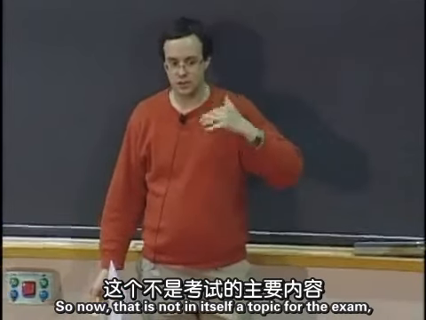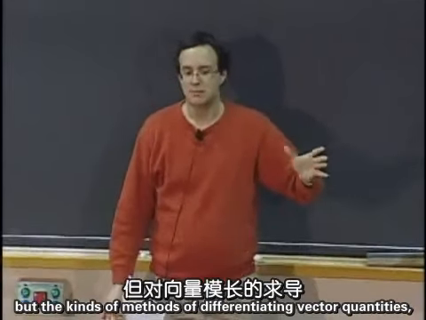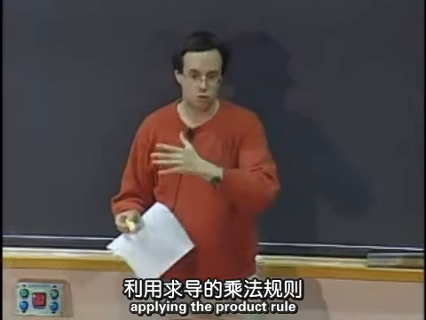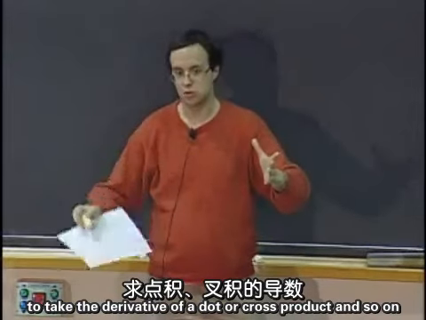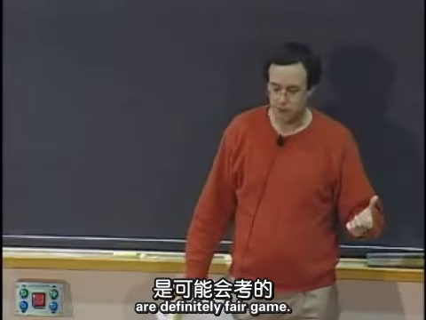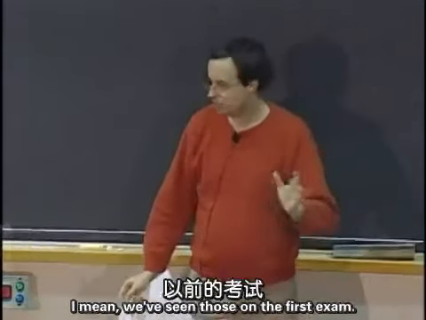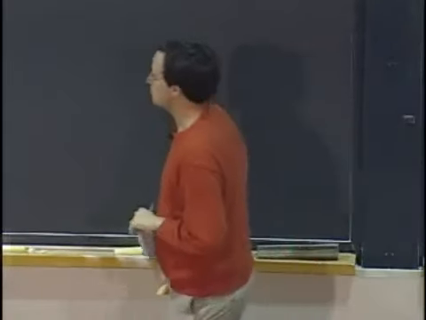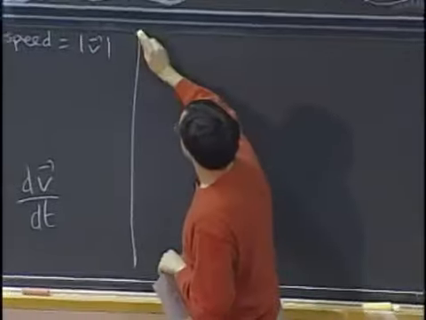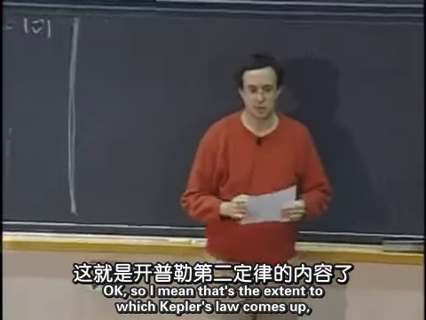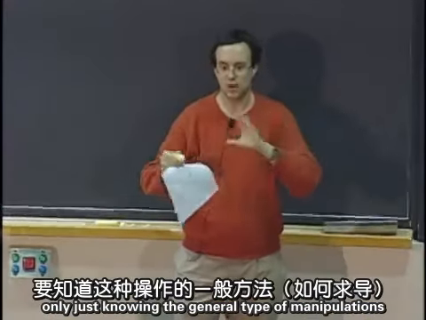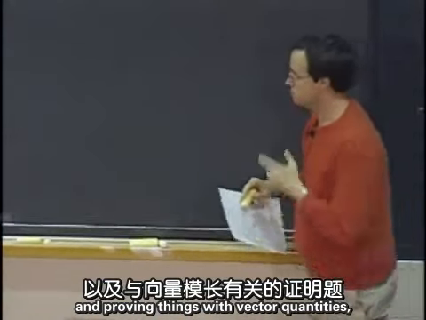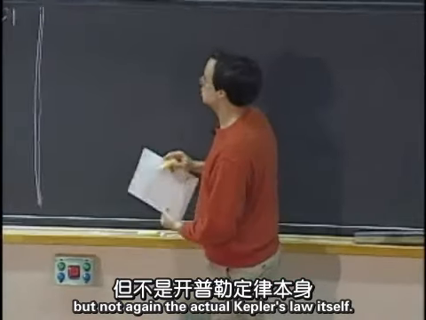So now that is not in itself a topic for the exam, but the kinds of methods of differentiating vector quantities, applying the product rule to take the derivative of a dot or cross product and so on, are definitely fair game. I mean, we've seen those on the first exam. They were there, and most likely they will be on the final. Okay, so that's the extent to which Kepler's law comes up, only just knowing the general type of manipulations and proving things with vector quantities, but not, again, the actual Kepler's law itself.